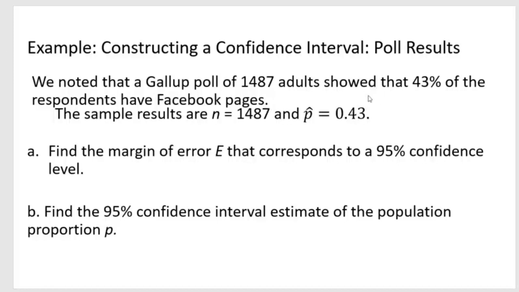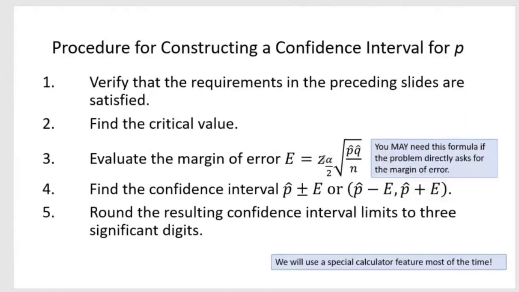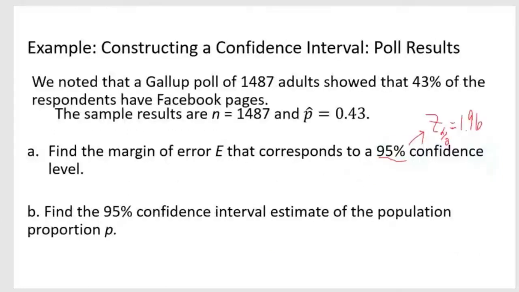Because it says 95%, what 95% tells me is that my z sub alpha over 2 is 1.96. Again, I could get that from my calculator, but that's the same one we calculated earlier. So the formula I'm about to apply is this one, where I take that 1.96 times the square root of p hat q hat over n.